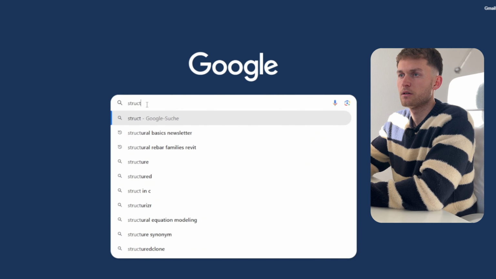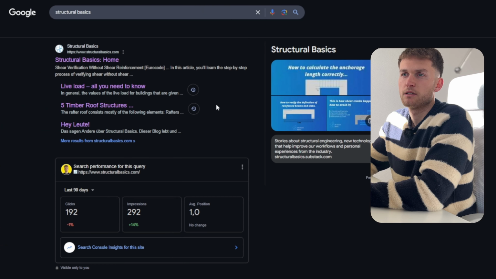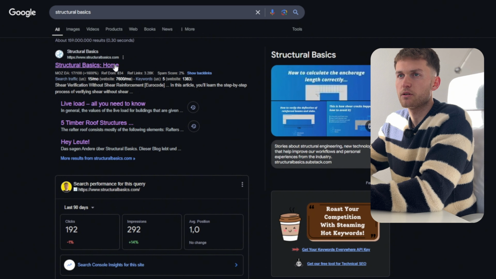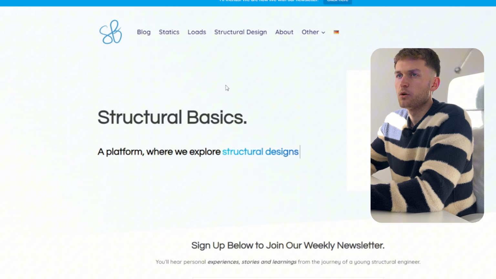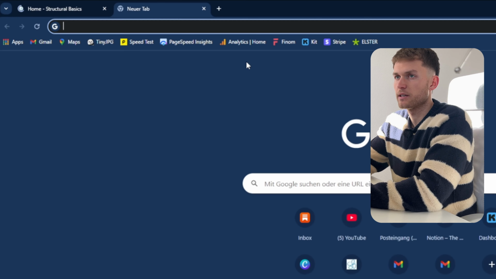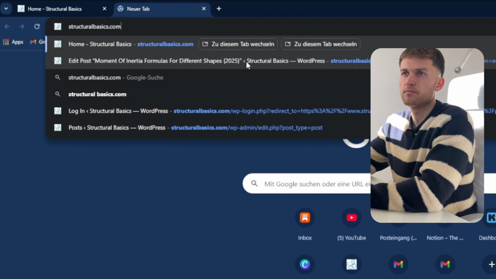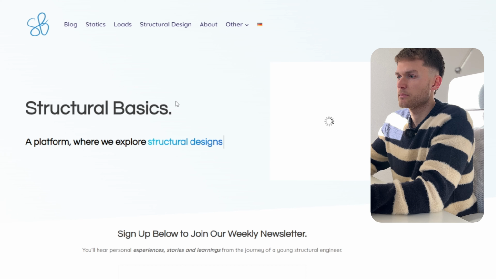Okay, so first up, how do you actually find the blog? If you have been on the blog a couple of months ago and you don't remember anymore, you can simply type in Google "structural basics", and the blog should pop up at the top, and you click on this. Or you directly type in structuralbasics.com, and then the blog pops up as well.